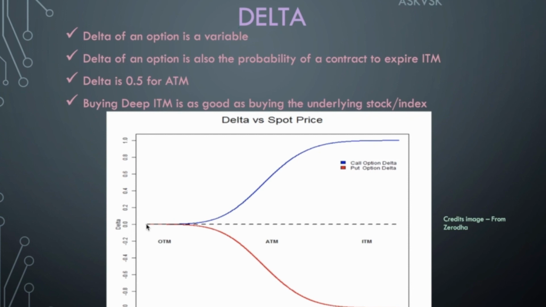So finally, buying the deep in the money option strikes is as good as buying the underlying stock itself, because it's going to have a probability close to 1.0, and as the stock moves, say 10 points, even your option premium would move 10 points up or down. So the probability is closer to 1.0. That's the reason we say buying deep in the money is as good as buying the underlying stock itself, because the delta is closer to 1.0, or if it's a put option, it will be closer to minus 1.0.